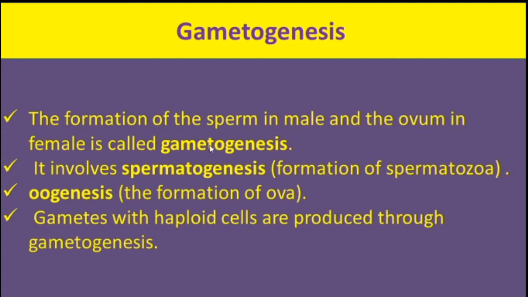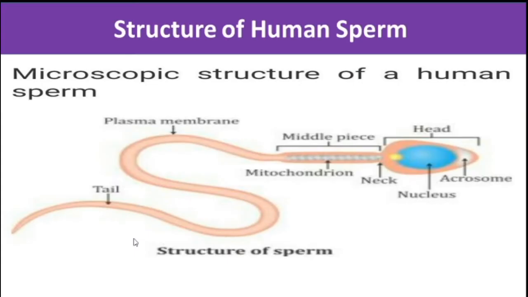Gametogenesis involves spermatogenesis. Spermatogenesis means formation of spermatozoa or sperms. Another one is oogenesis. Oogenesis means formation of ova, the production of egg. So gametes with haploid cells, single N chromosome, are produced through gametogenesis.